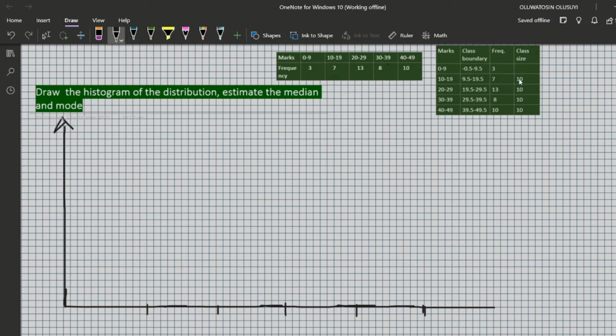Then the class size. For each of them, they are all 10. They are uniform, so this one too is 10. The class size is 10. Now, what do we do with this class size? The essence of this class size, I wrote them out because you should know that from 0 to 9 is 10. When I say from 0 to 9, I mean it's 0 to 9.